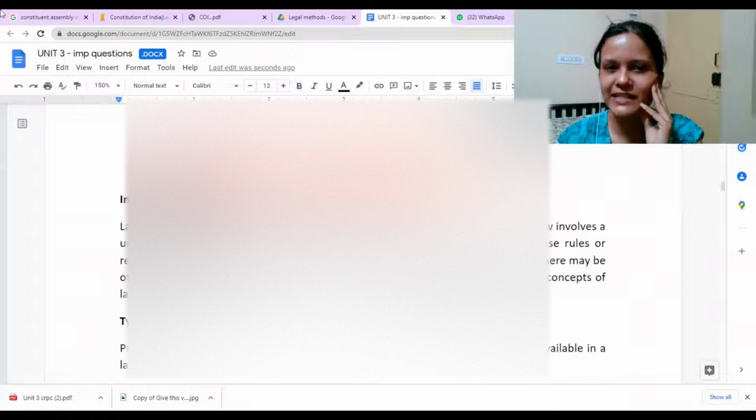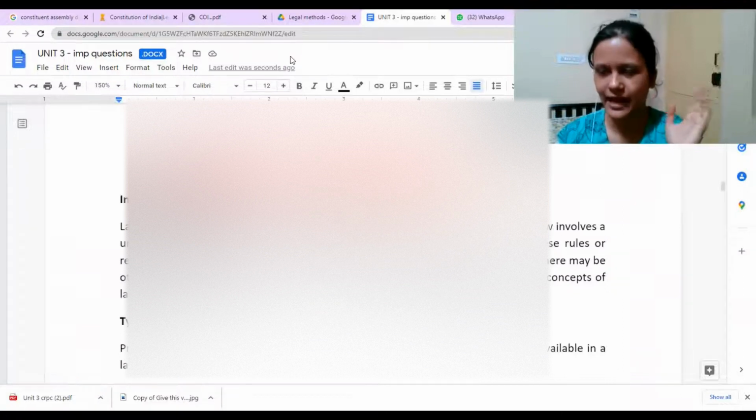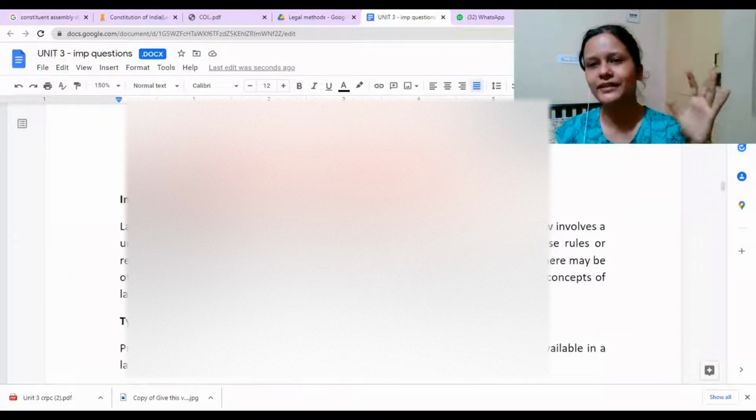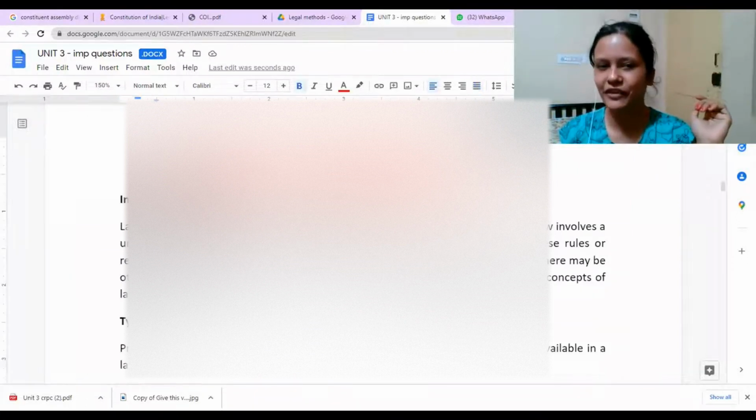So next we have is legal materials. Okay, last we saw is statutes, right? Parts of statutes. Next we have is legal materials. What is legal materials? And what are the different types of legal materials that we have available?